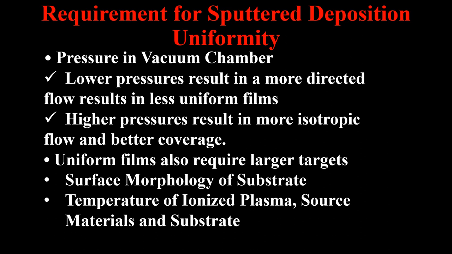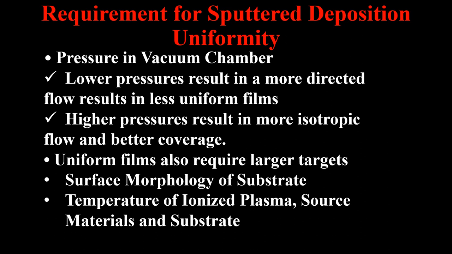Temperature of the ionized plasma, source material and substrate is also a key factor. As I discussed previously, the temperature of the source material should be in a certain range. It should not be lower and it should not be higher, because they can cause crystallization and amorphization if they are low or high.